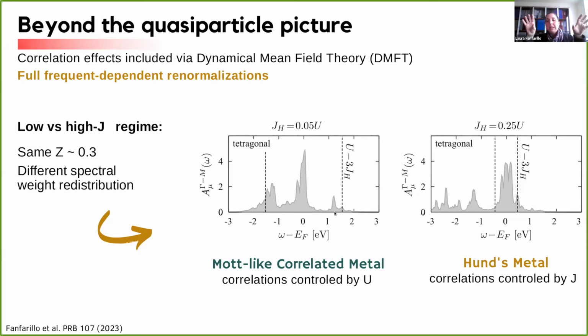And so you have that the Hubbard band structures are kind of separated from the quasi-particle peak. In the case of larger J, the structure is much more compact in this small energy window controlled by U minus 3J. And the spectral weight is the key difference here.